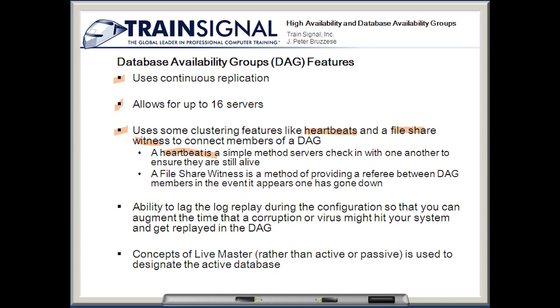That's where there's a file share witness, which is a method of providing a referee between DAG members. This is in the event that it appears as if one has gone down. It's good to have a second method in place to ensure that the server that now steps up with the replica should actually do that, because that heartbeat might have been interrupted for any number of reasons. So it's good to make sure that there's a second witness in place to ensure that the replica should in fact become the live master.